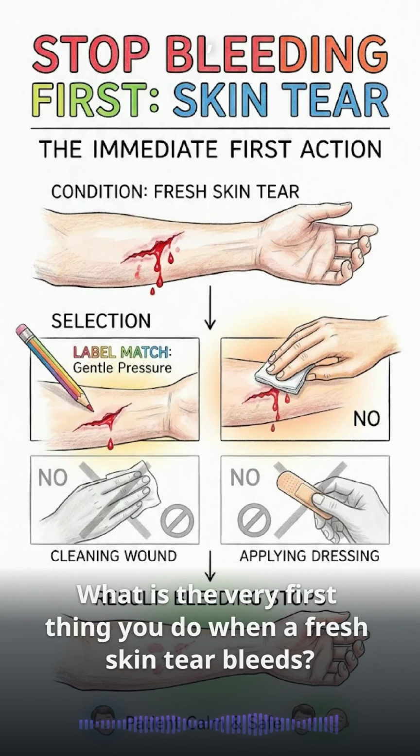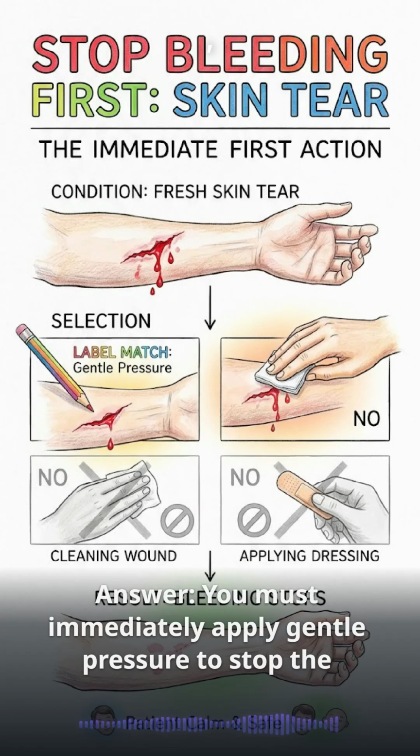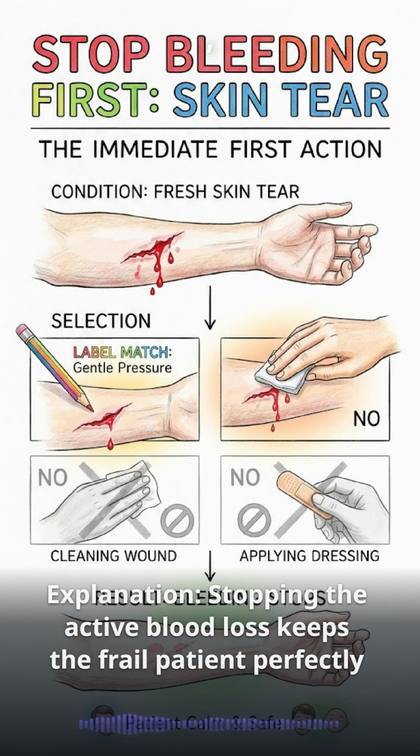61. What is the very first thing you do when a fresh skin tear bleeds? You must immediately apply gentle pressure to stop the bright red bleeding right away. Stopping the active blood loss keeps the frail patient perfectly safe and somewhat calm.